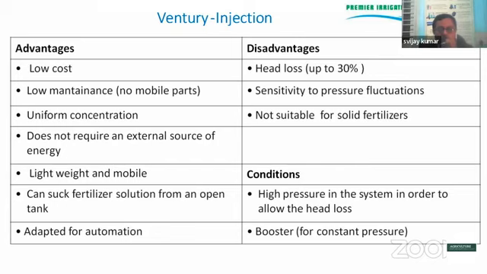Some of the conditions that are required: you need to have good pressure in the system. If the pressure is not adequate, then you may have to go for a booster pump arrangement to give the required pressure. So to get the constant pressure, only then your fertilizers will get injected at the prescribed rate.